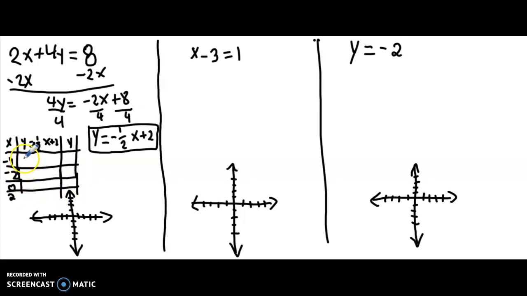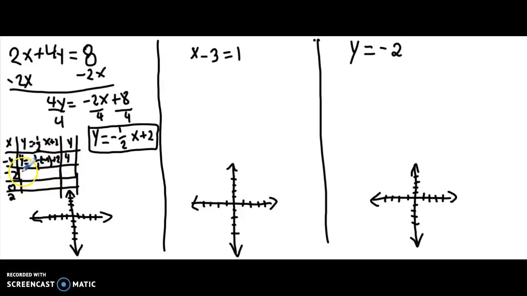If I put negative 4 in for x, I will have y equals negative a half times negative 4 plus 2. A negative times a negative is positive. 4 divided by 2 is 2. And 2 plus 2 is 4. So I got my first output.